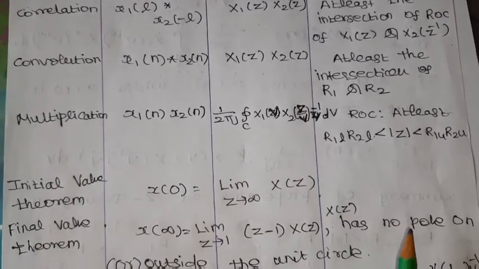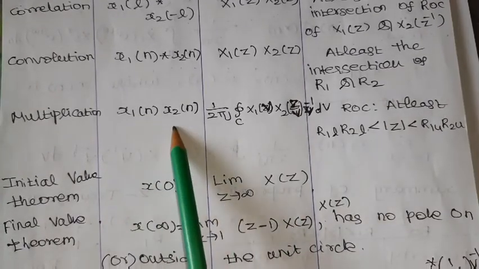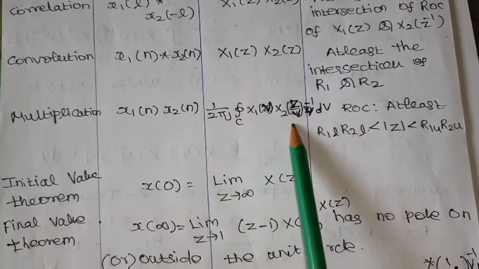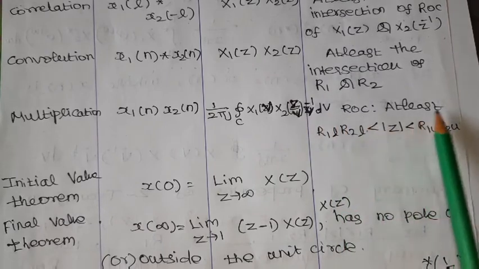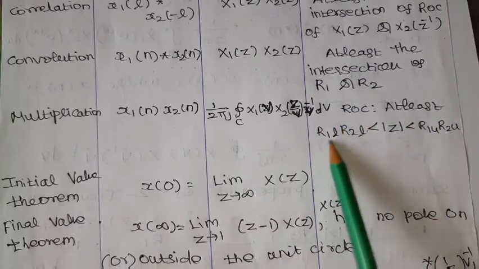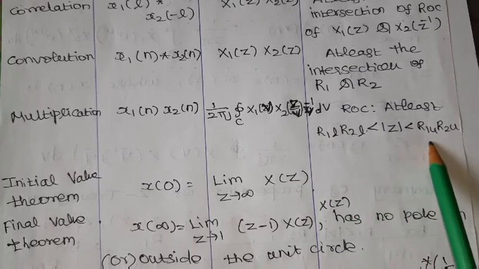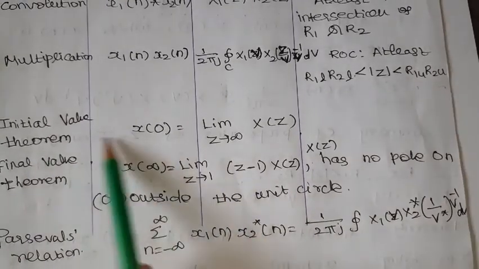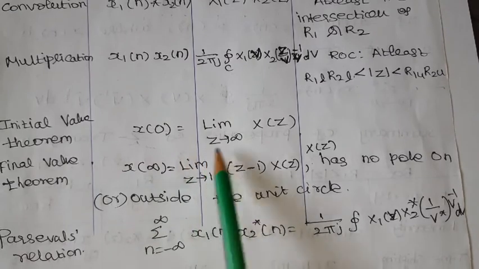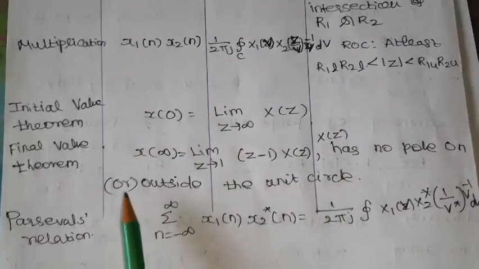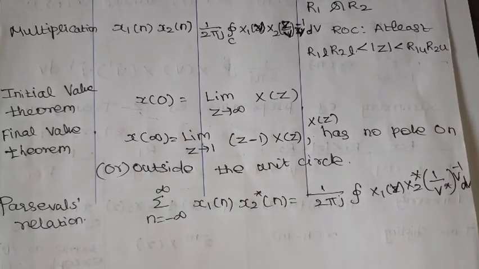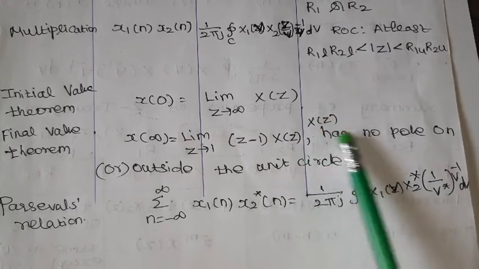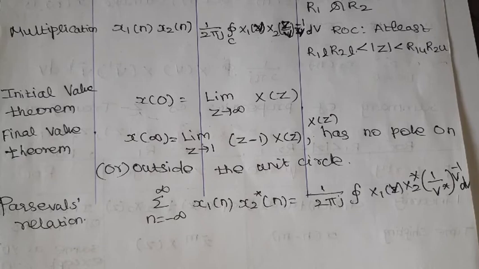Next, the multiplication property: x1 of n into x2 of n is 1 by 2 pi j integral over c x1 of v into x2 of Z by v into v inverse dv, with ROC at least R1L R2L less than mod Z less than R1U R2U. Next, the initial value and final value theorems. For the initial value theorem, x of 0 equals limit Z tends to infinity x of Z. For the final value theorem, x of infinity equals limit Z tends to 1 of Z minus 1 into x of Z, where x of Z has no pole on or outside the unit circle.